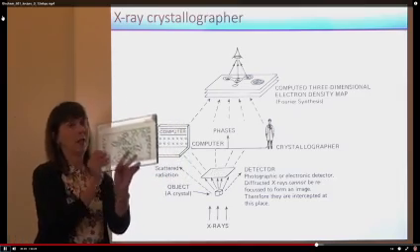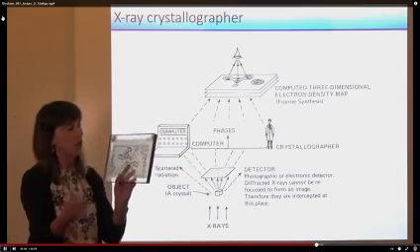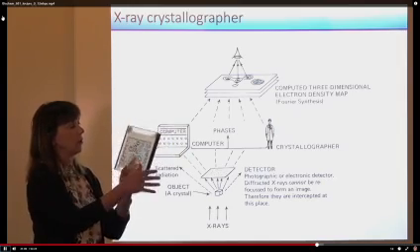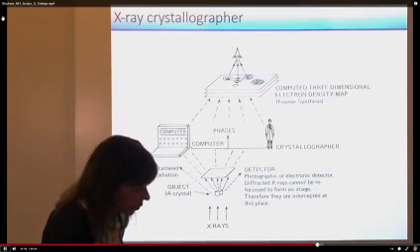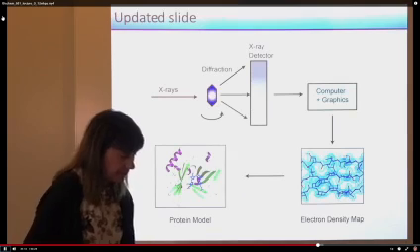So here's an old-fashioned electron density map. You can't see it here, but if you were actually in class, you'd be able to see the electron density. It's really neat. It's a roadmap. It tells us what the protein looks like in 3 dimensions.